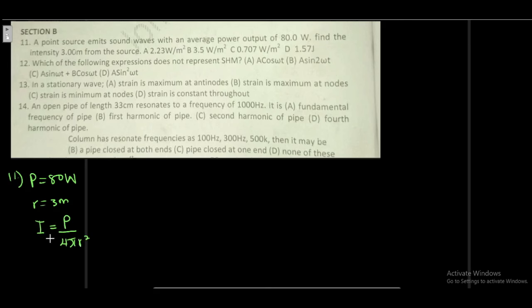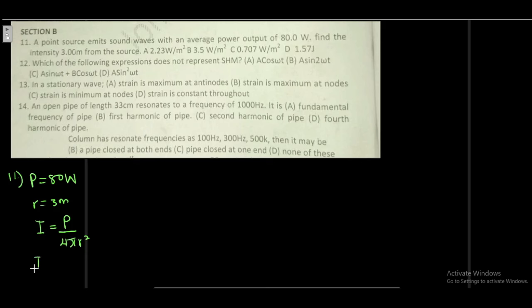I is the intensity of sound, and P is the power. R is the distance from the source. The whole of this is also known as the inverse square law. Now, looking at what we were given, we want to calculate the intensity of sound. We were given power, and then we were given the distance. So we can just plug in our values and we'll get our answer.